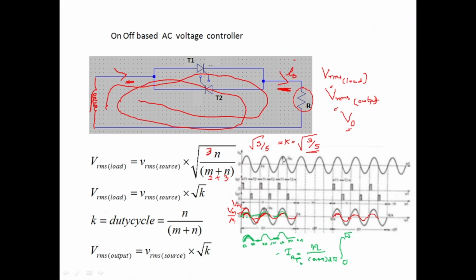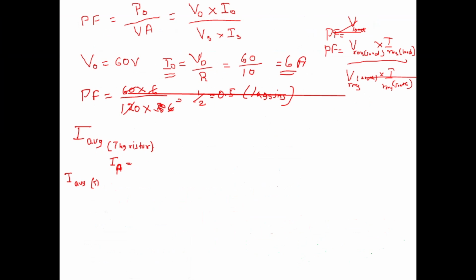How do we mathematically describe this waveform? It is the same as my voltage waveform, but the peak, instead of Vm, is Vm by R. Then the variation is sin omega t d omega t, from 0 to pi. So we need to simplify this. I will write in the next line.